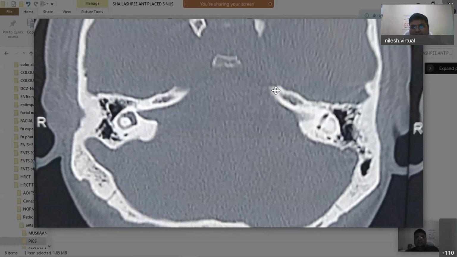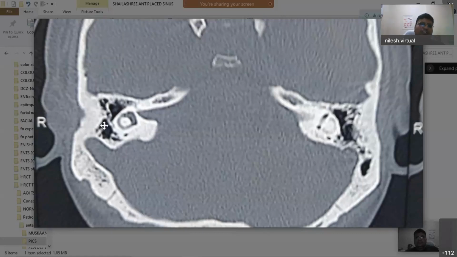So you just draw a straight line all along the posterior fossa dura from the petrous apex and try to see whether it is projecting out. See here it is coming out very minimally. So this is not an anteriorly placed sinus. You have a lot of room to drill here to reach the antrum.